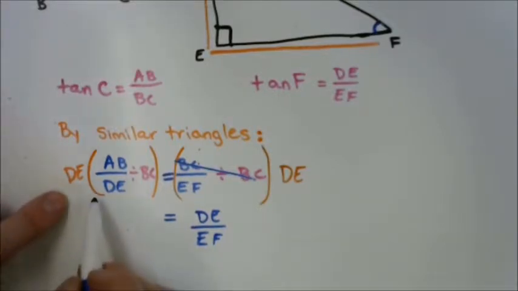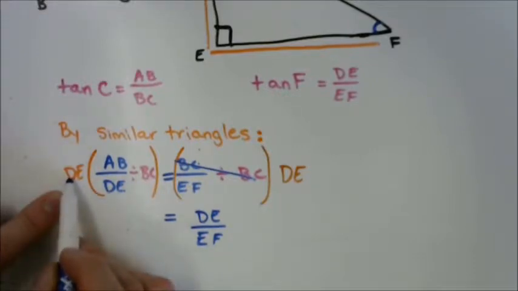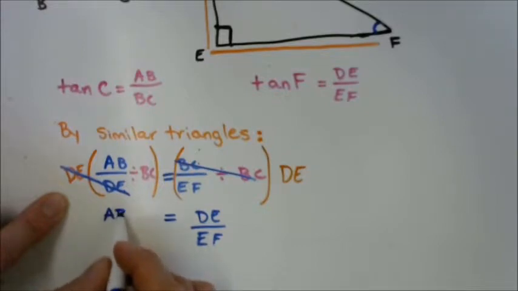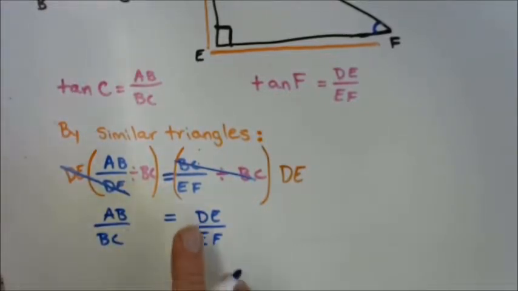Same thing over here. We're going to divide by BC, so that's going to put BC in the denominator, and we're going to multiply by DE. Well, what's that going to do? That's going to cancel out the other DE. So we're going to be left with AB over BC. So now we've shown using similar triangles that AB over BC is equal to DE over EF.